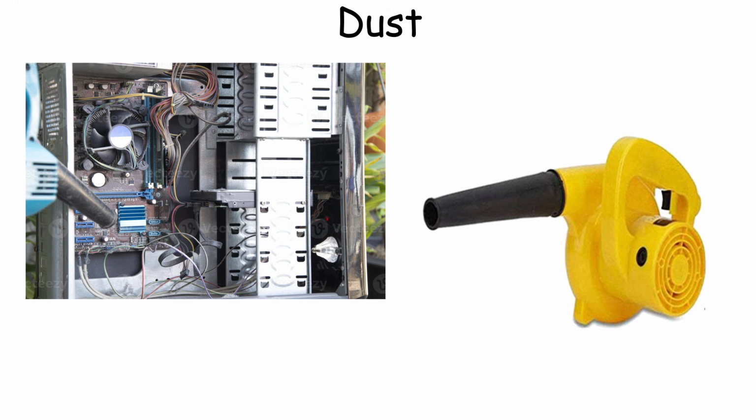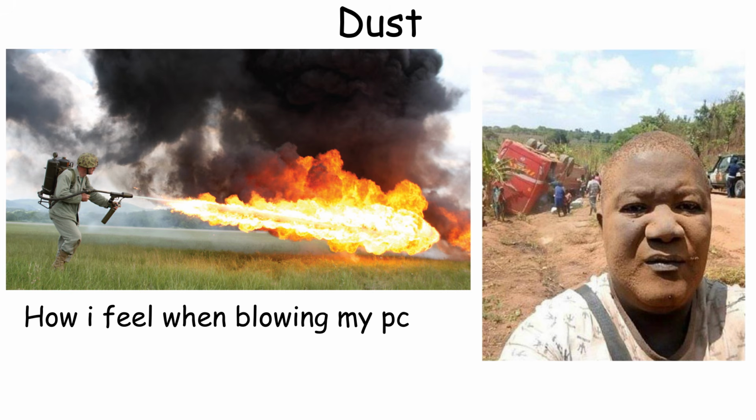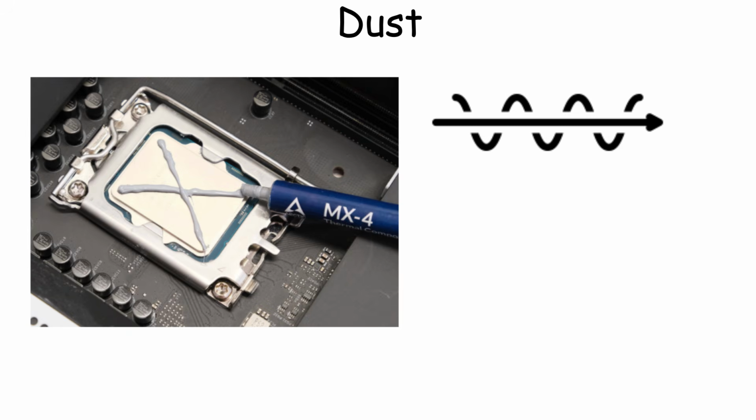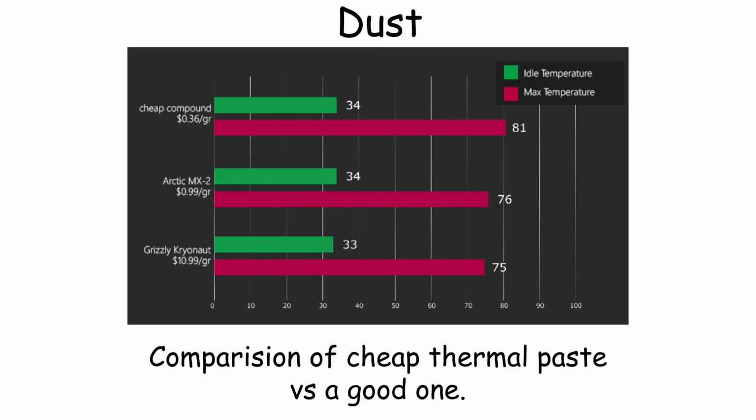It's a good habit to blast your PC with compressed air every 6 months. I do it every month since I live in a dusty environment. For thermal paste, reapplying it sounds intimidating, but it's actually a straightforward process with plenty of tutorials online. Both together can drop your CPU temperatures by 15 to 20 degrees, which is enormous.